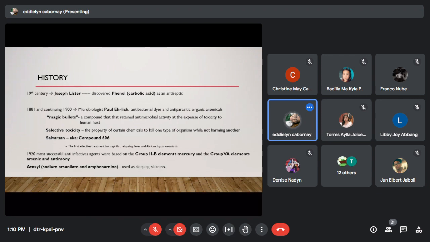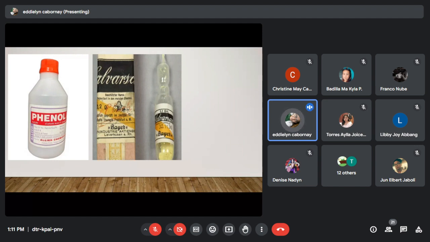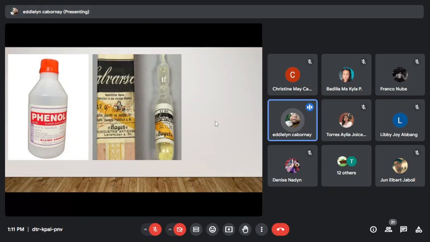of toxicity, although they have anti-infective properties. They are of limited use because they will cause certain effects in our body. And then we also have atoxyl, the sodium arsanilate, and arsphenamine, which is used for sleeping sickness. This is the picture of phenol, and we have Salvarsan, which is also known as compound 606 and arsphenamine.